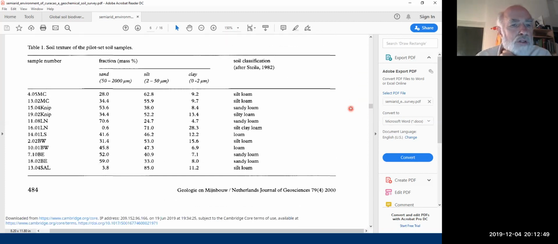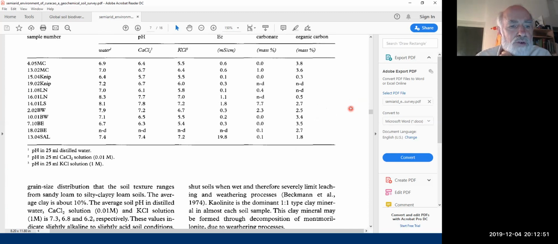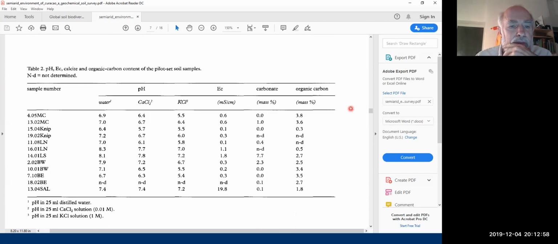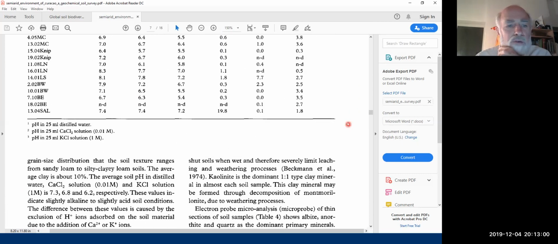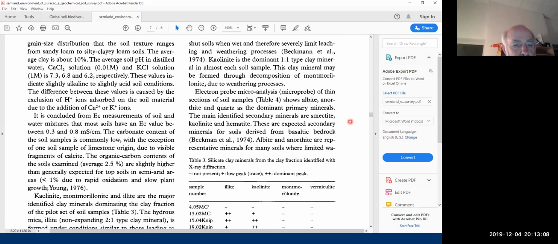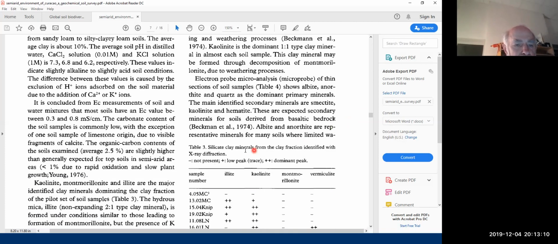sampling. So these are tables I've shown you before for the soil, the texture, the sand, silt, and clay, the pH, carbonate, and organic carbon. And so then they go through reviewing all of these different kinds of soil results that they obtained.